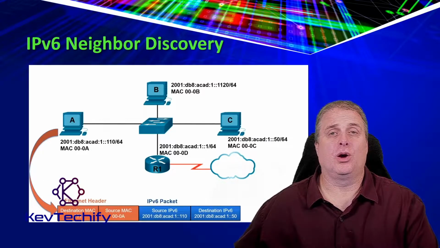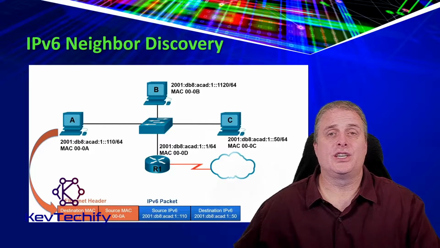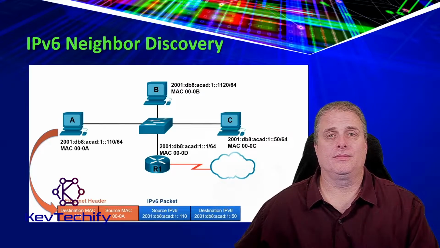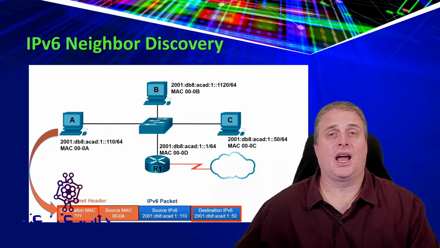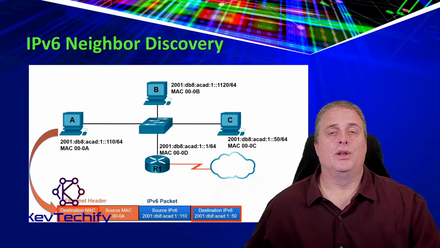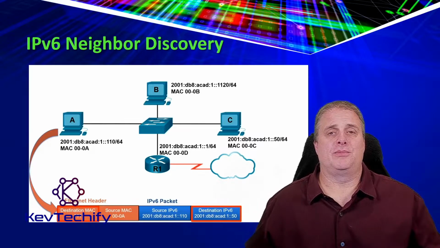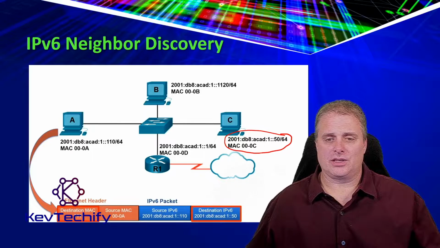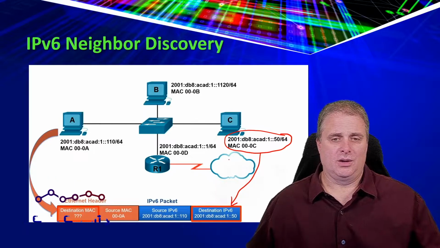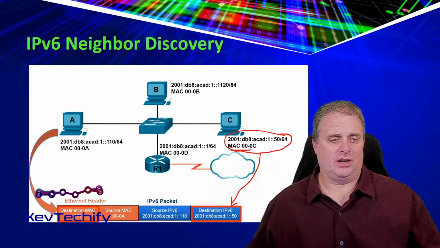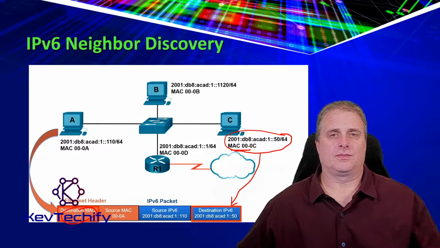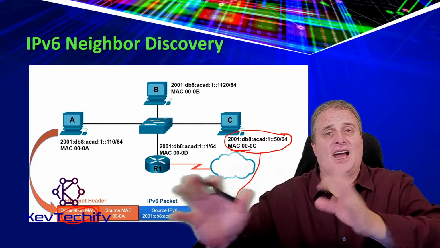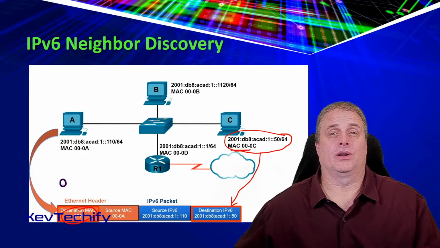Host A has a packet to send to host C. Host A has determined that the destination IP version 6 address is on the same network as host A. Host A knows the destination IP version 6 address, but needs the associated destination MAC address. We know the IP version 6 destination address from PC A. What we don't know is this MAC address right here. Once we get that destination MAC address, we can encapsulate it in an Ethernet frame and send it on to host C because it's on the same network.